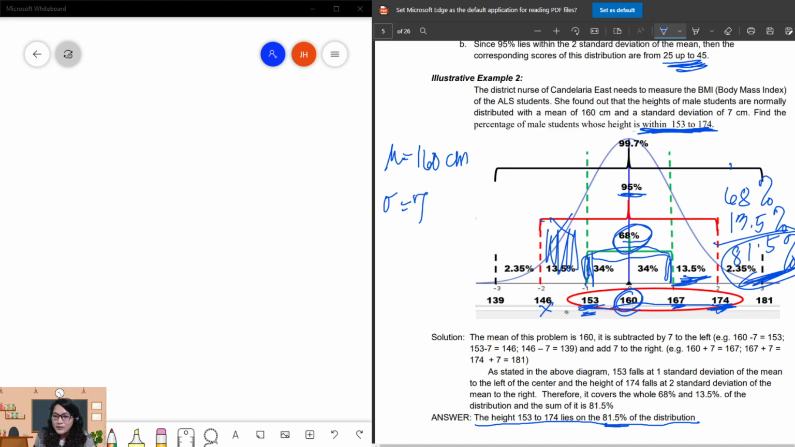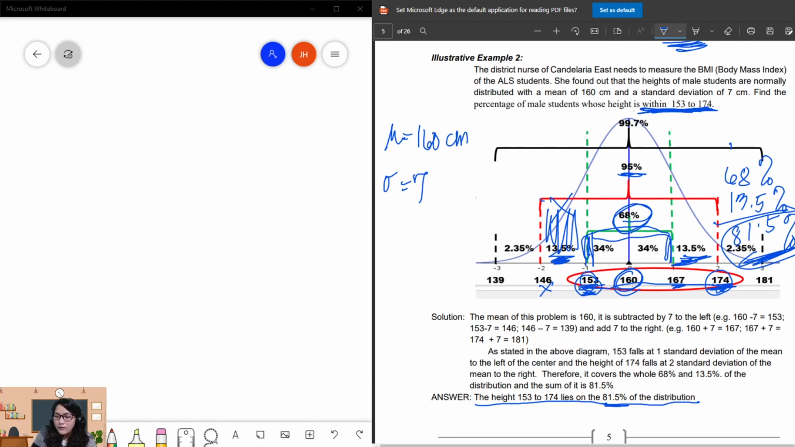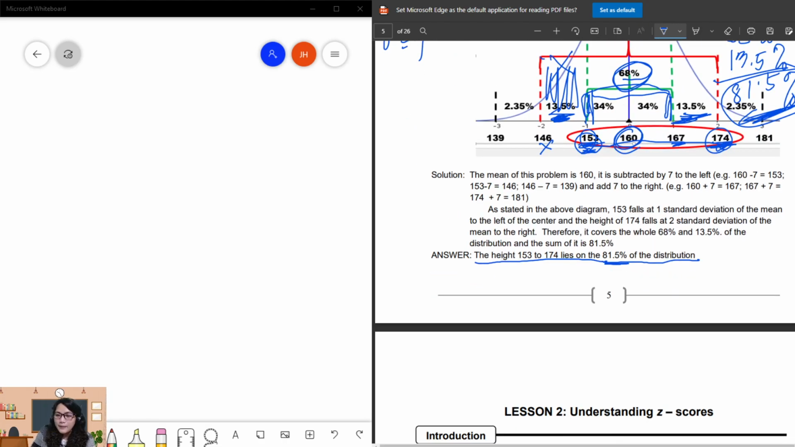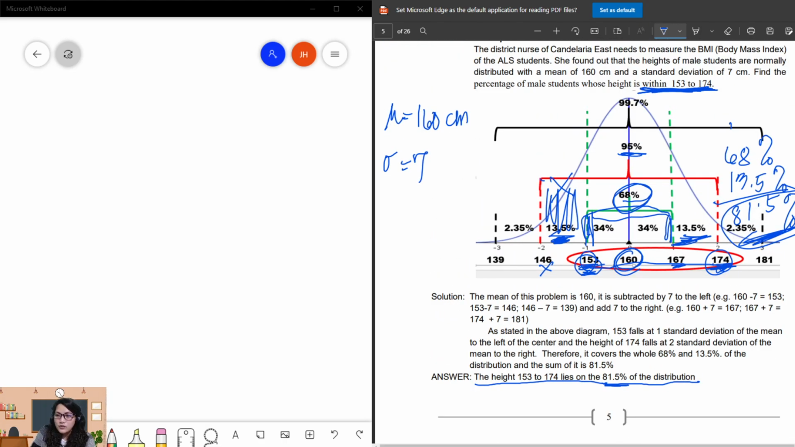Okay, can you get it? Again, we did not include this 13.5, the whole 95%, because it is not asked in the problem. Only 153 to 174. Okay, so that is how you're going to solve example number 2. I hope you get it. If you have questions, just comment or PM me about those questions. Okay, so that is about the empirical rule.